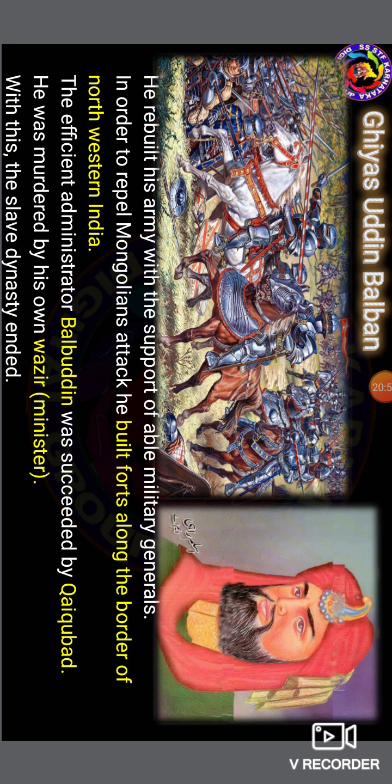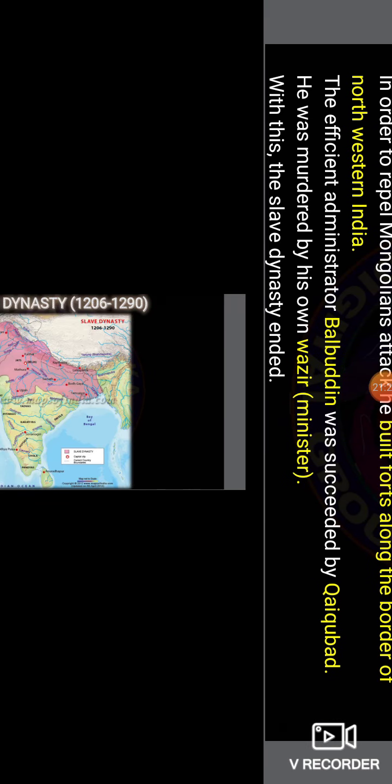The efficient administrator Balban was succeeded by Kaikubad. He was murdered by his own wazirs, meaning ministers, along with the slaves of the dynasty.